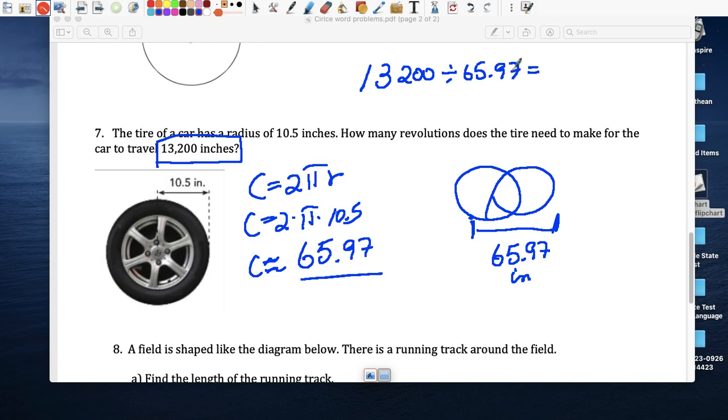So let's divide that out. It's 13,200 divided by 65.97, and we get that the tire has to make about 200.09 revolutions, right? So it has to rotate 200 times and 9/10 of the next one. Okay.